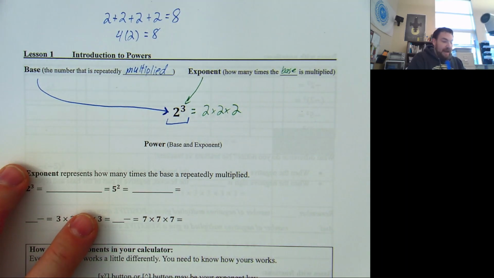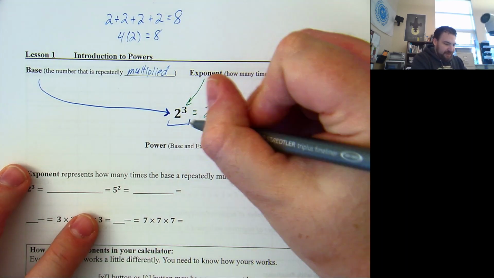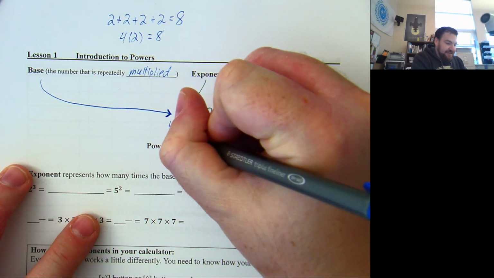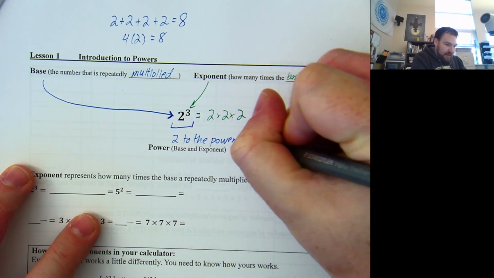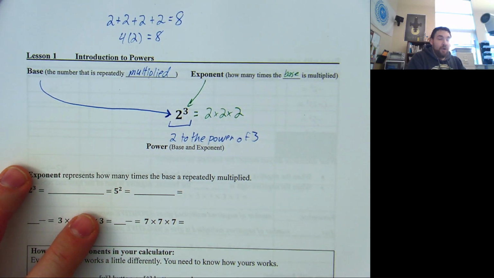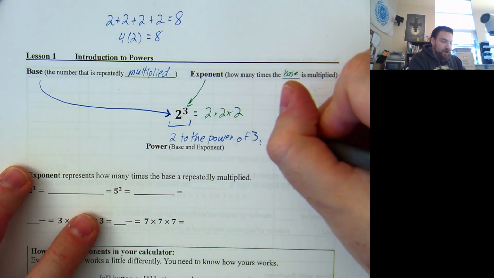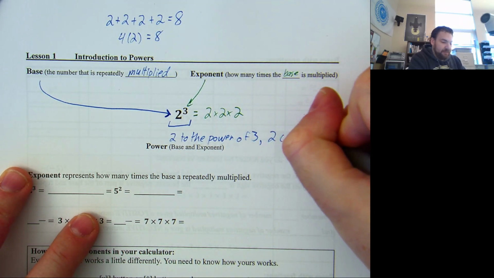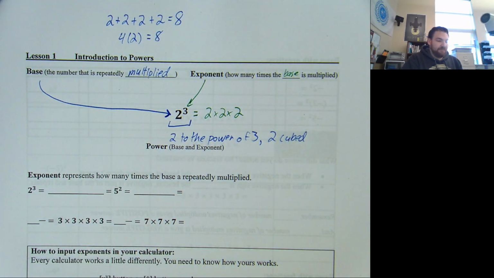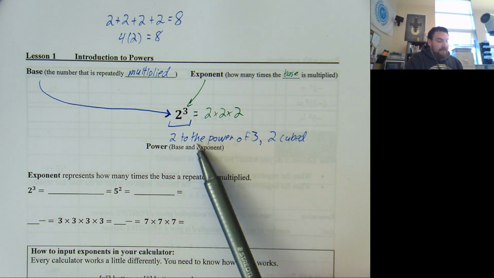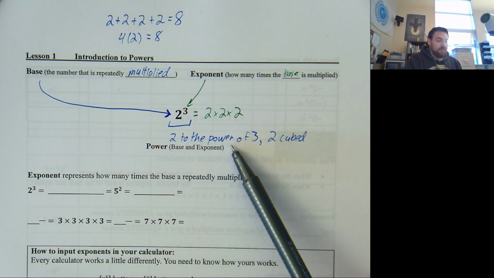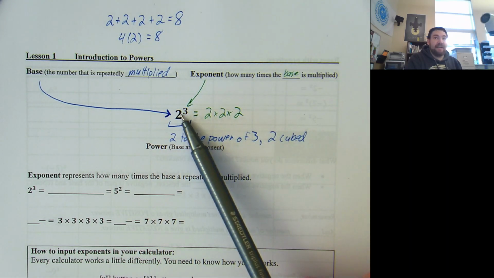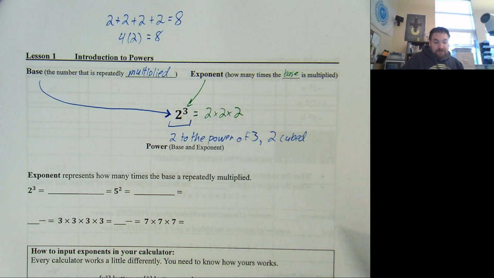So this is called power form, and the way we read this is 2 to the power of 3. We also, for reasons I'm going to explain in a little bit, call this thing 2 cubed. Sometimes we leave off the power of portion. We just say 2 to the 3. There's all the ways that we read that. This means 2 times 2 times 2.